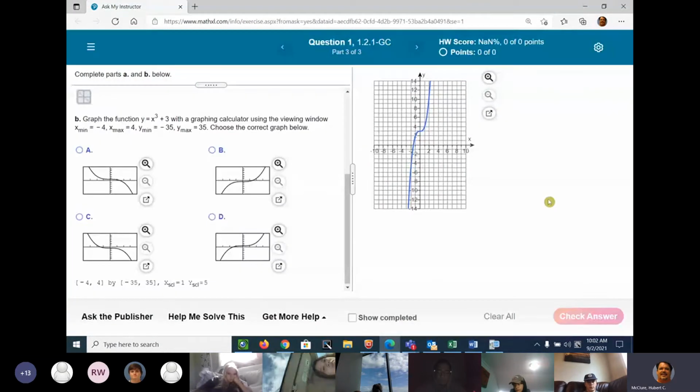And they want you to graph it on the calculator, which looks nothing like ours. But we know it's going left to right up. So it's either B or D. This one is not, that's a negative y-intercept. This is a positive y-intercept, so it's D.